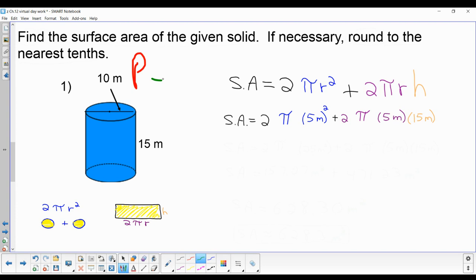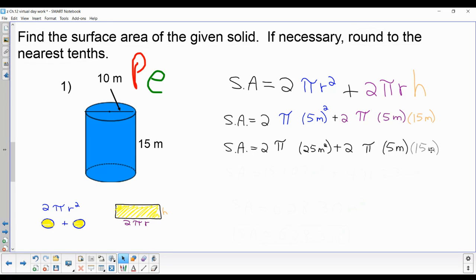So we would then go to exponents. We do have an exponent. We have 5 meters squared. So I would do 5 meters times 5 meters and get 25 meters squared. I would copy everything on the left in the exact same order it's in, the 2, pi, and surface area equals on the left, and the plus sign, the 2 pi times 5 meters times 15 meters on the right. Now that we have done the exponent, we would look for any multiplication or division.